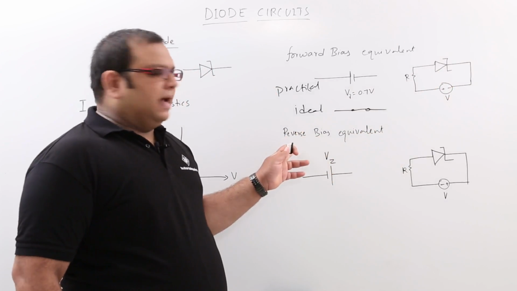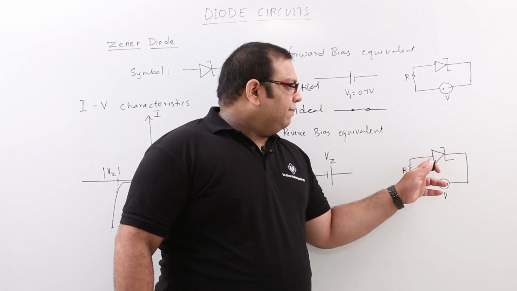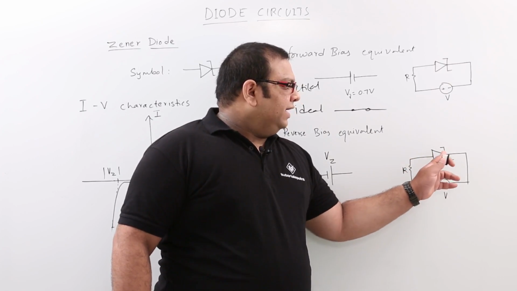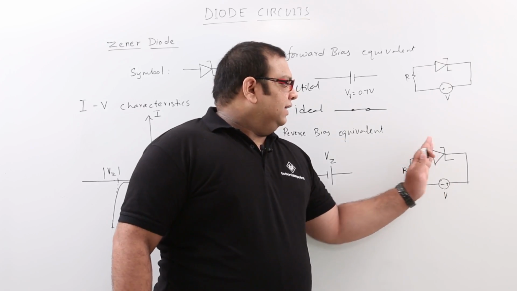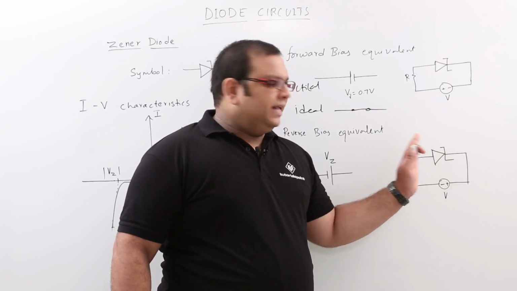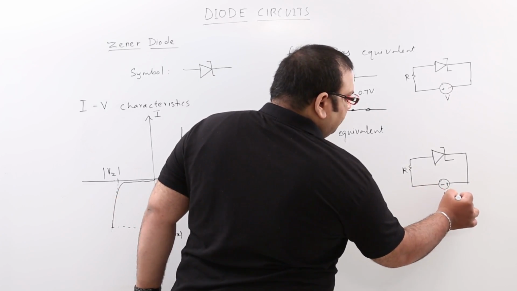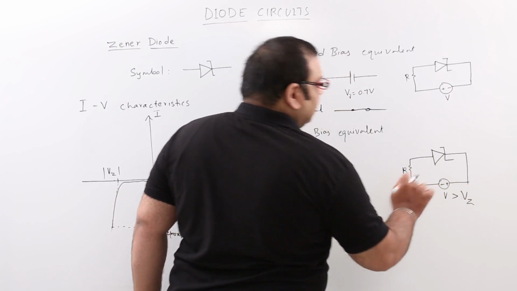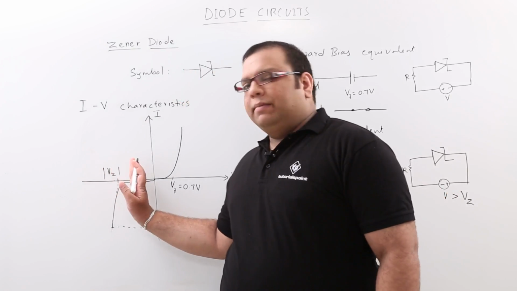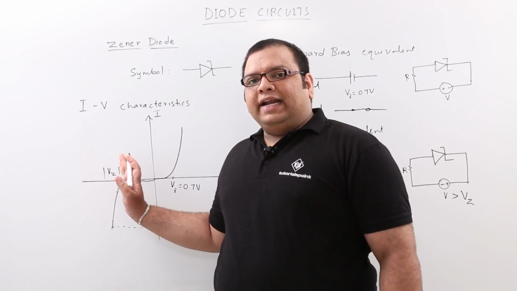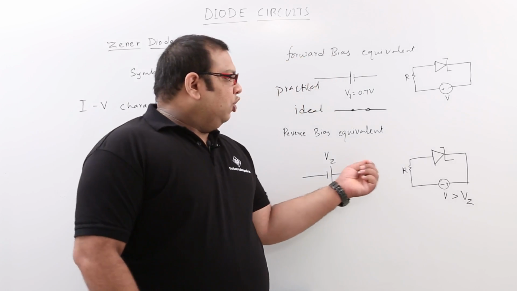But when it comes to reverse bias, observe this is the PN junction diode. Here the positive side we are connecting to the negative, and the negative side we are connecting to the positive terminal of the voltage. So the diode will be in reverse bias, but the condition is that whatever value of V you are applying, this V should be more than VZ. When you apply more than the Zener voltage, only then will the diode conduct in the reverse region. Otherwise the diode will be in open circuit mode.